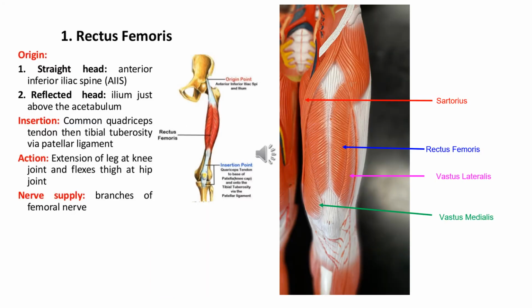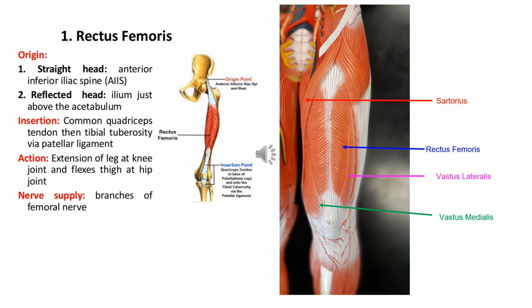This is the rectus femoris, or the quadriceps. Its origin is at the anterior inferior iliac spine of the ilium, and its insertions are at the base of the patella and the tibial tuberosity. Its main actions are to extend the leg at the knee joint and to flex the thigh at the hip joint.